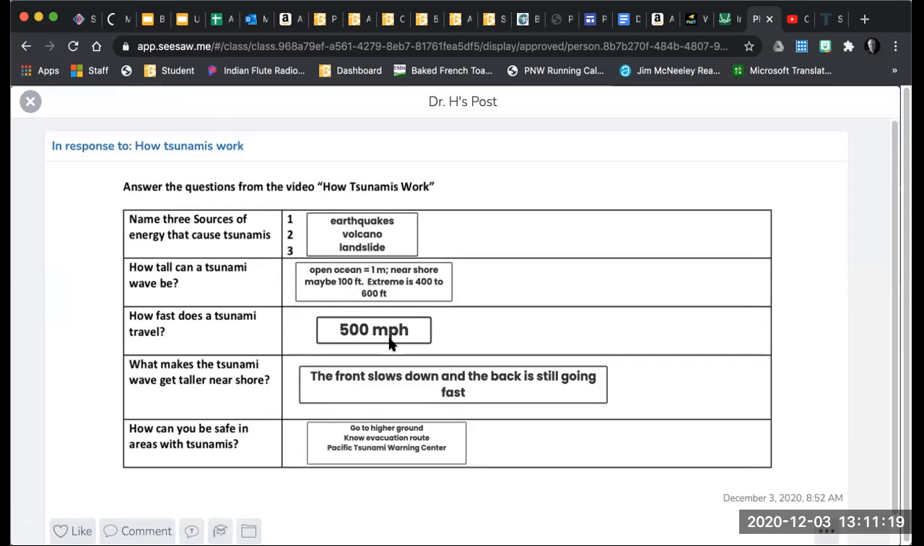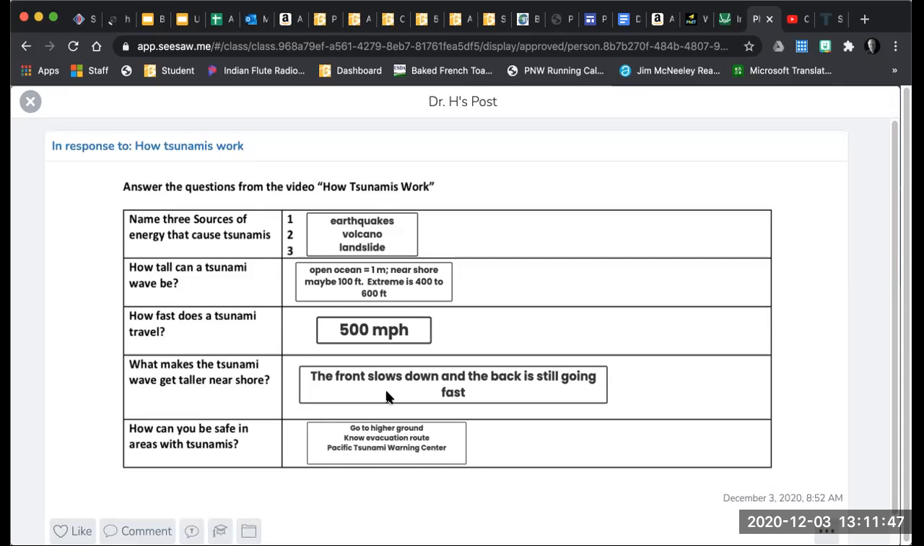They travel incredibly fast. Why are they so destructive near shore? Because the front of the wave slows down to 10 or 20, 30 miles an hour, while the back end is still traveling at 500 miles an hour. And that means it piles up at the shore, resulting in a lot of power, a lot of thrust of water far inland, and a lot of destruction.